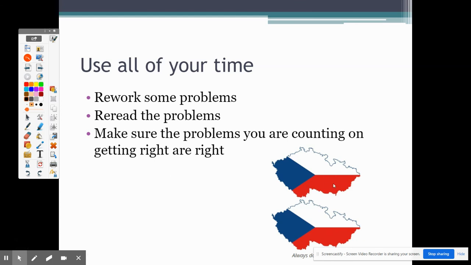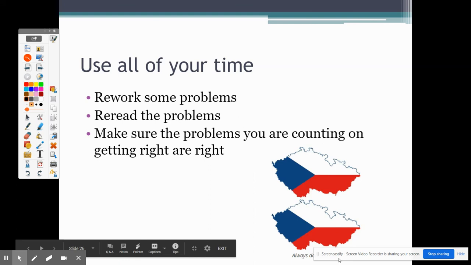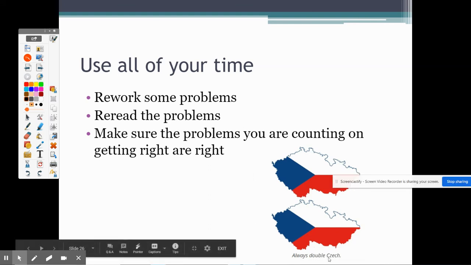This is funny. Do you know what this is? It says always double check because it's like Czech Republic. There's two of them.